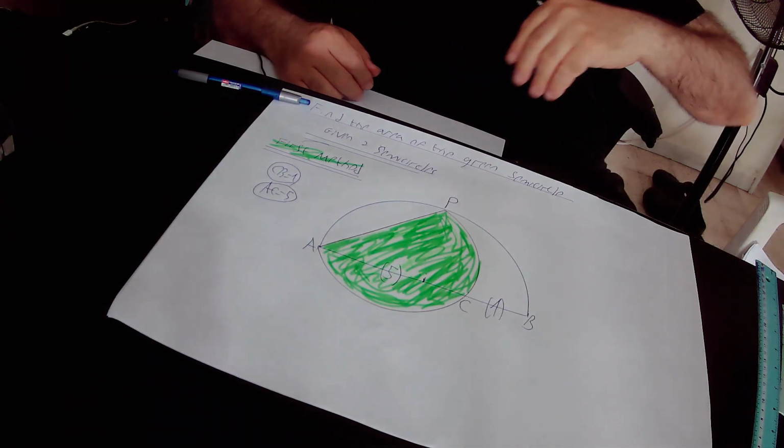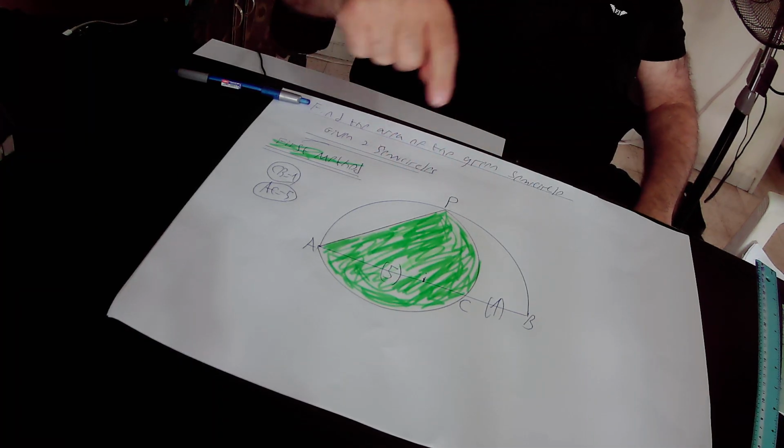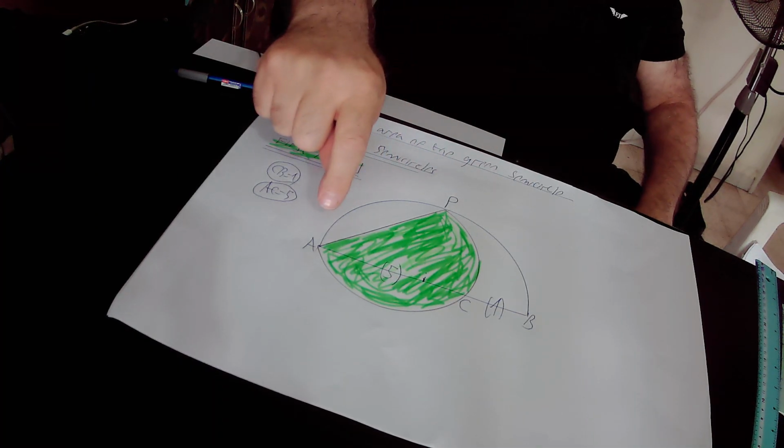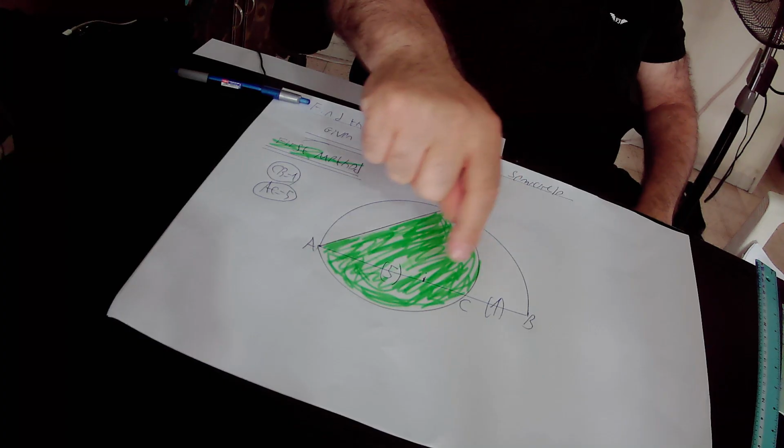And now in this lecture we find out the area of the green semicircle using two different methods. In the drawing we have two semicircles. This is the white semicircle, this is the green semicircle.